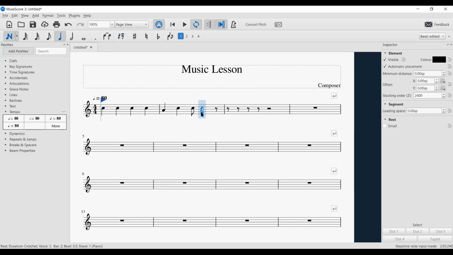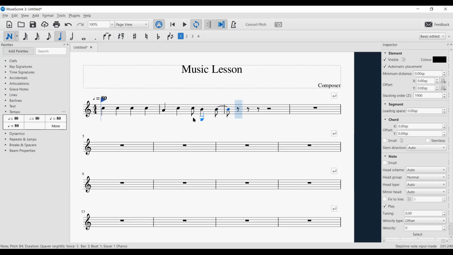Let's look at N. Okay, we need to delete that. We need to delete that. There you go. Let's just fill that up in 1, 2. Okay, so let's play around with that. That's an accidental right there. We're flattening that note.